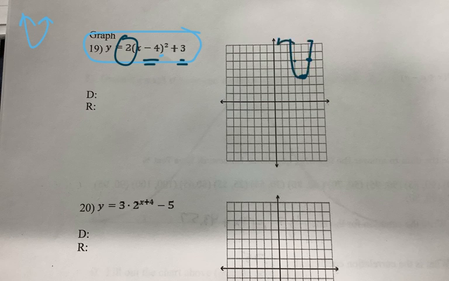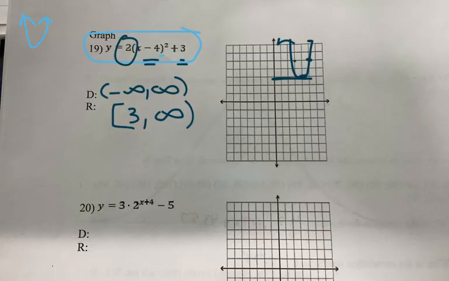Now your domain for quadratics, it's everything. Your lowest number comes first. And then the range, the lowest number here is 3, inclusive at 3. It goes down and touches 3. So there's your domain and range.